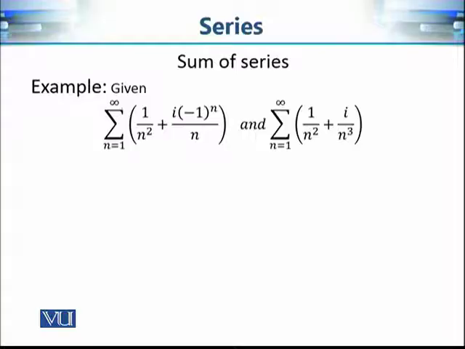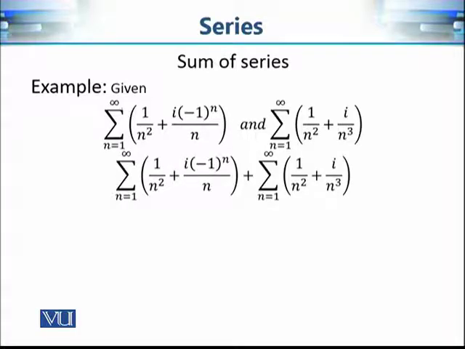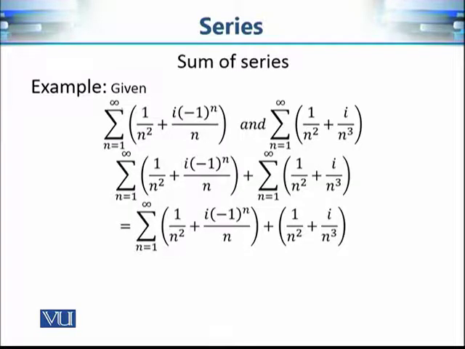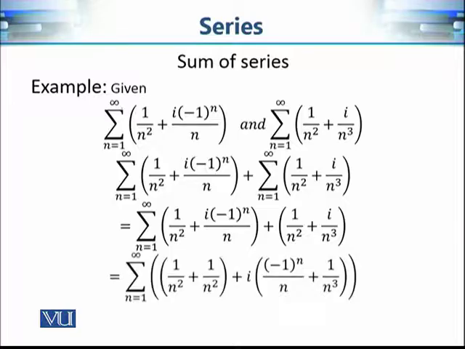Now, given two convergent series, we want to add them. According to our previous definition, the addition is going to be defined in the following way. We are adding the corresponding real parts and the imaginary parts separately, in other words, we are adding terms with the corresponding terms. So the sum of the series is, in a very simple way, 1 over n square plus 1 over n square, or 2 over n square, plus iota times minus 1 raised to power n over n plus 1 over n cube.